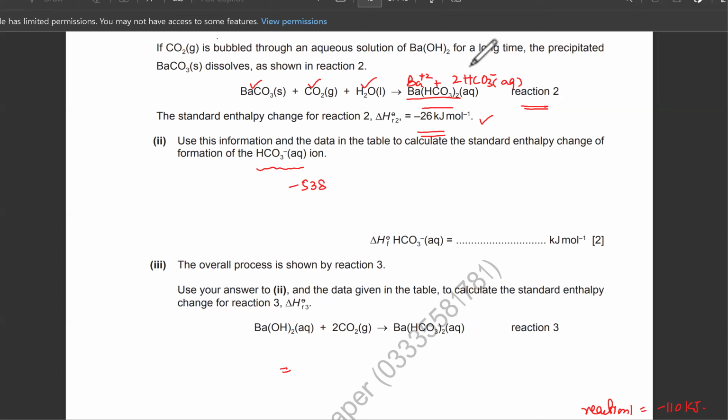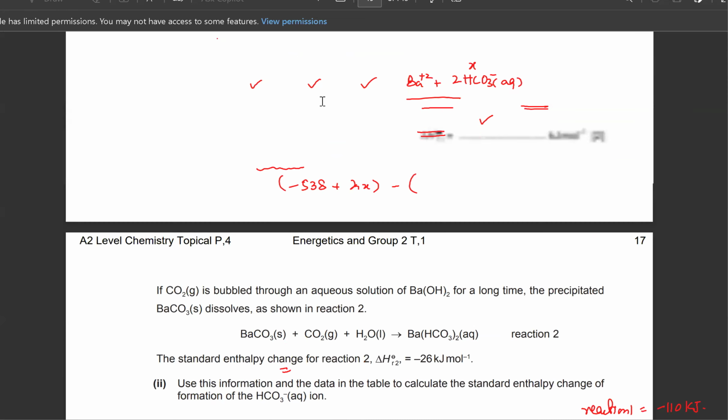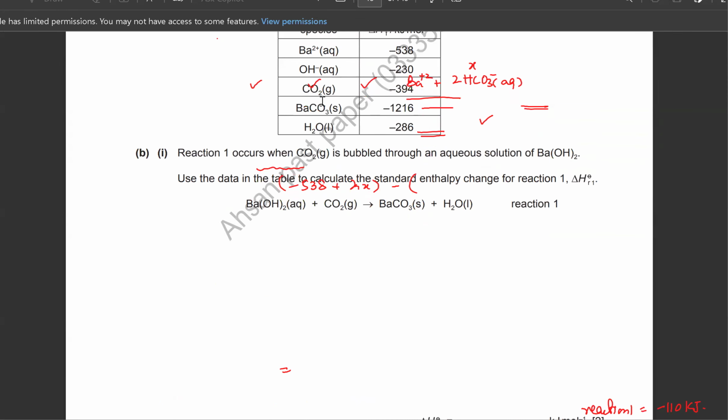Then you've got, this is X. We don't know what hydrogen carbonate is, so that's 2X. So that's my product, minus my reactant, which is barium carbonate, carbon dioxide, and H2O. So what are those values? Those values are, for barium carbonate, it's minus 1216.